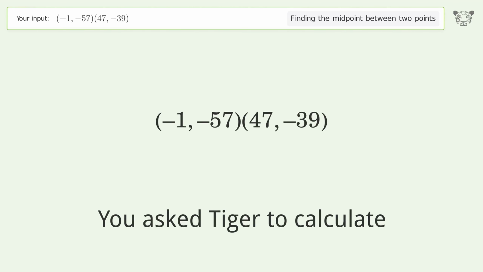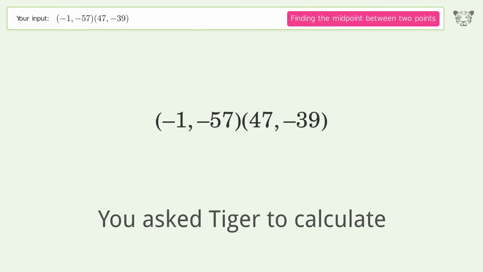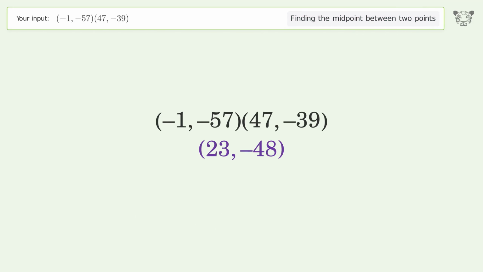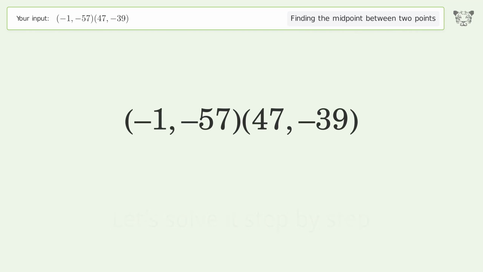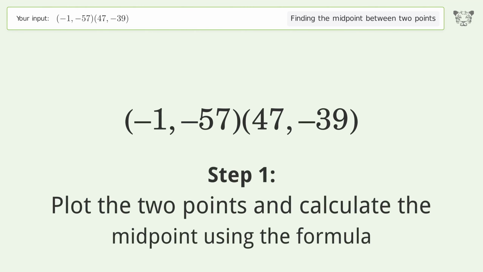You ask Tiger to calculate. This deals with finding the midpoint between 2 points. The midpoint between the 2 points is 23, negative 48. Let's solve it step by step. Plot the 2 points and calculate the midpoint using the formula.